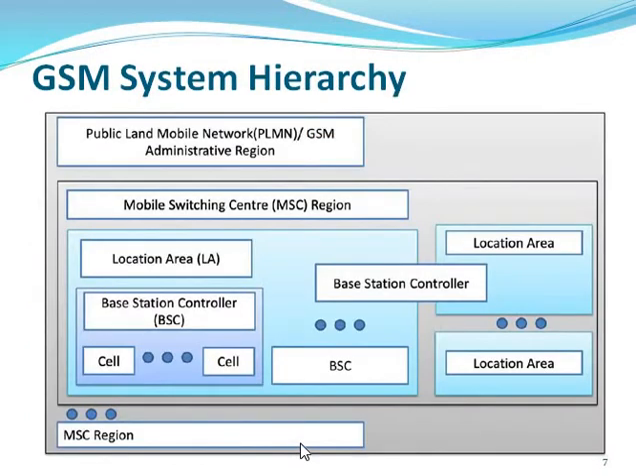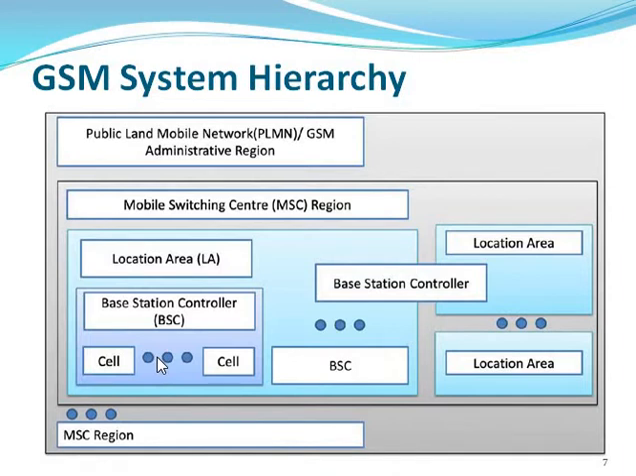So this is the hierarchy structure of the GSM module. This is one cell. You can see a number of cells which are connected and used by the base station. So the base station is one controller. What is the base station? The base station is mostly used to control all the cells. Cells can also be hexagonal cells.